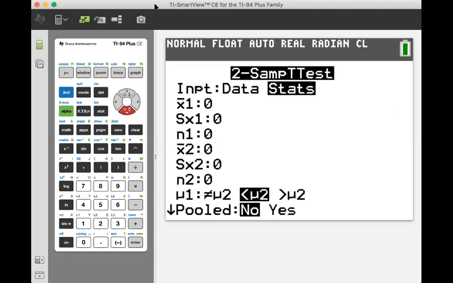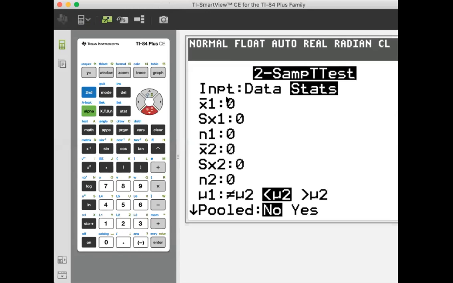Okay, the first mean is 38.7. And the first standard deviation is 2.7. The first sample size is 25. The second mean is 36.6. The second standard deviation is 4.1. And the second sample size is 25 as well.